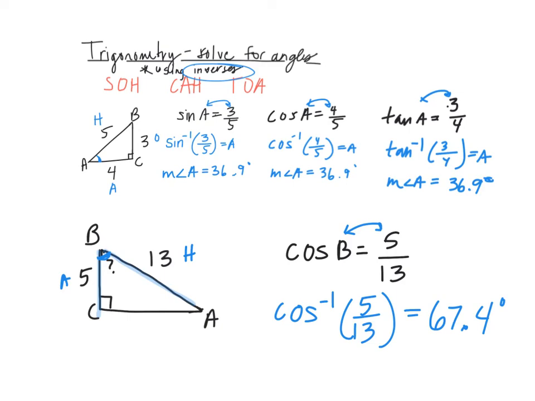Of course, in order to find the other angle measure, you can just subtract from 90. So that's the measure of angle B. And then you could subtract 90 minus that to get angle A.